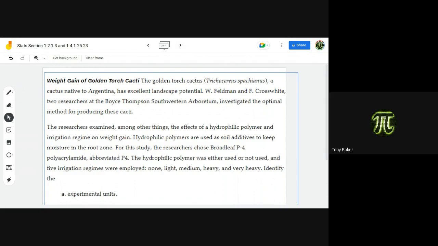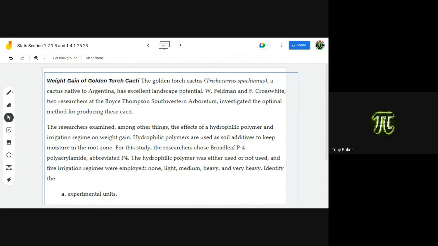What are the factors that I'm looking at? Hydrophilic polymer and irrigation regime. So I'm looking at how the hydrophilic polymer is working and the irrigation regime. Okay, so those are the two factors that I'm looking at. So we'll keep going, then I'll do the next piece.